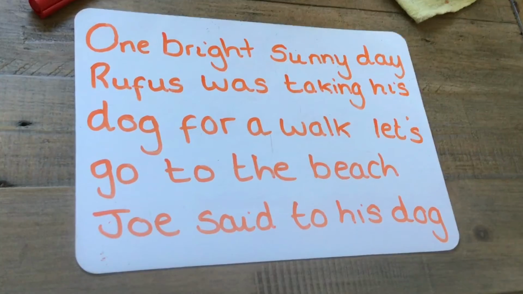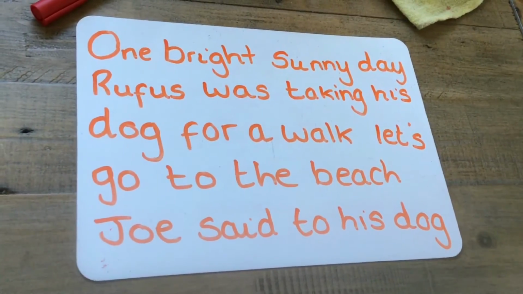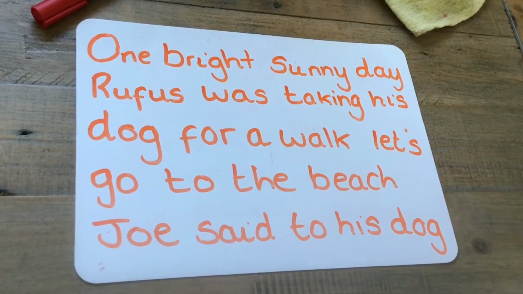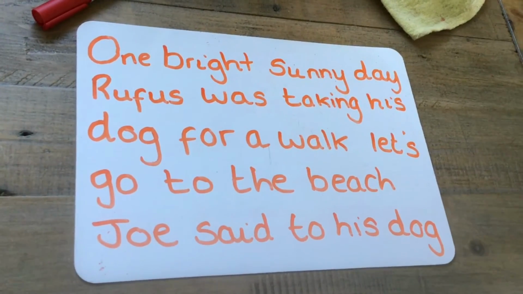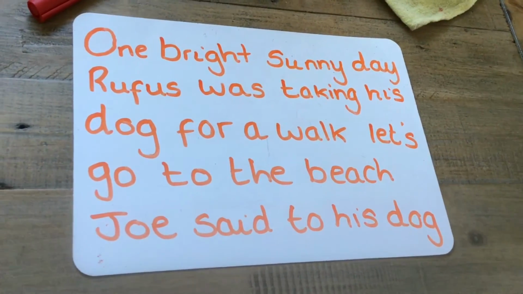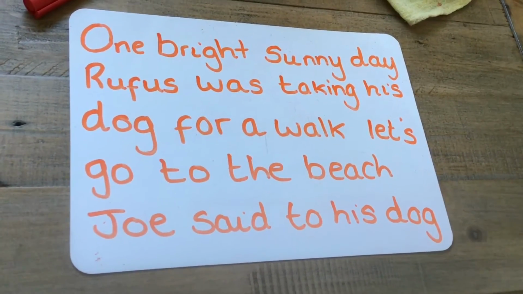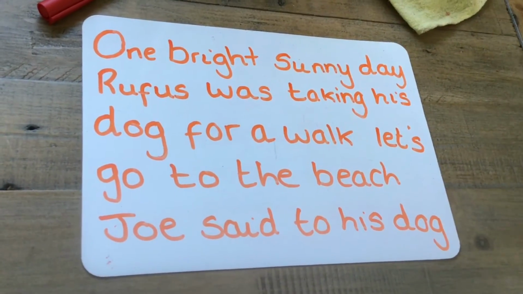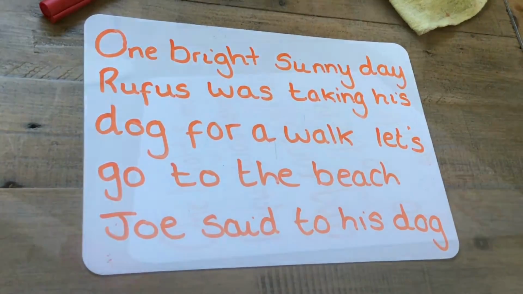So speech marks can get a bit tricky when the first part is not the actual speech. So you have to make sure that you are looking for the bit that's actually being spoken. One bright sunny day, Rufus was taking his dog for a walk. Let's go to the beach, Joe said to his dog. So think about in this one where the speech marks would go, where would the comma go, and then put your full stop in.